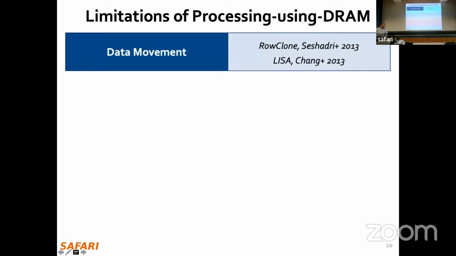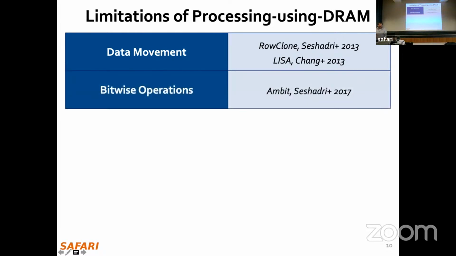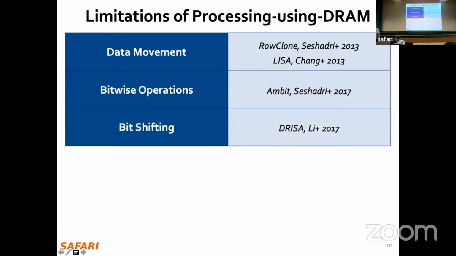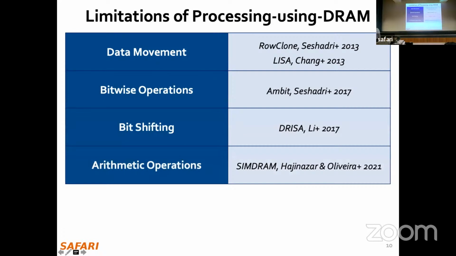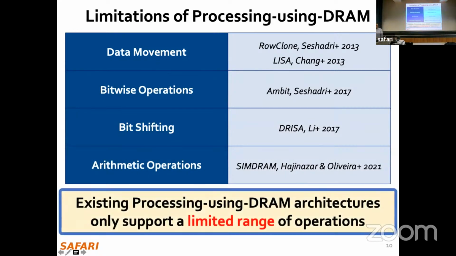And there are prior works that show how you can do different types of operations using processing using DRAM. As Tabek just talked about, we can have data movement primitives proposed by RowClone, for example, and other papers that propose copying data across arrays, like the LISA paper. Also, you can do bitwise AND, OR, NOT operations as proposed by the Ambit paper. We can extend that to do bit shifting or arithmetic operations as proposed in other DRAM papers.